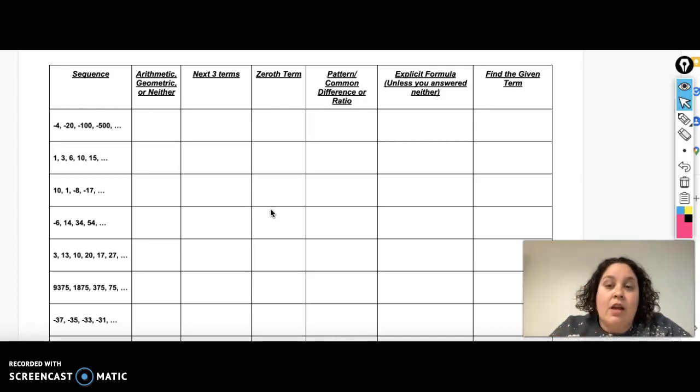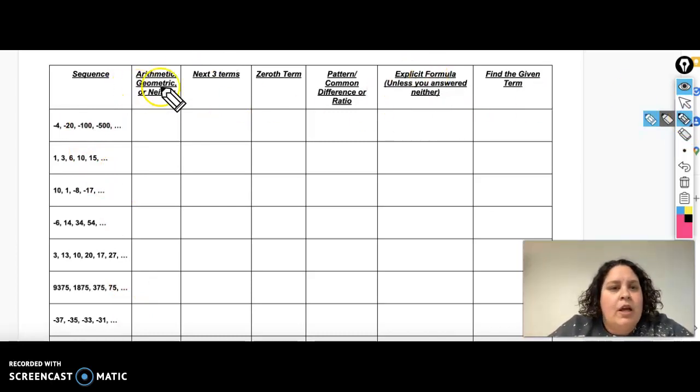And then the only thing that's not on here is the recursive formulas, and we'll go over those at the very end. We're not going to go through all of these during this review video. We're going to go through a couple of them just to make sure that you know how to fill out all these things at the top. So let's talk about a couple of these things.